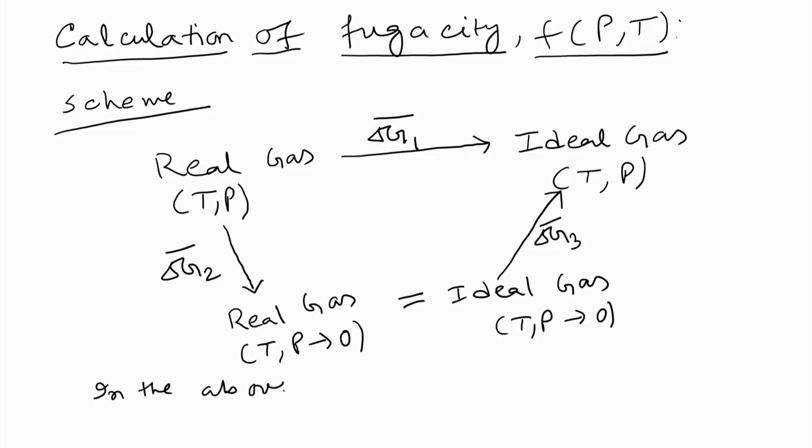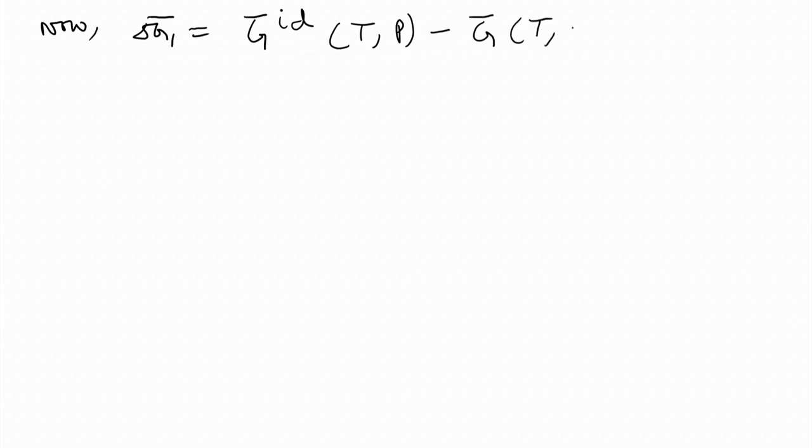Okay. So, in the above scheme, delta G bar 1 is nothing but delta G bar 2 plus delta G bar 3, right. So, what is delta G bar 1? It goes from real gas to ideal gas. So, delta G bar 1 is nothing but G bar ideal at temperature T and pressure P minus G bar at temperature T and pressure P.